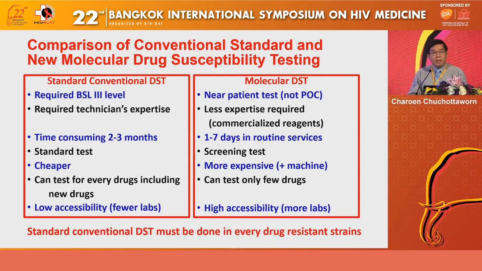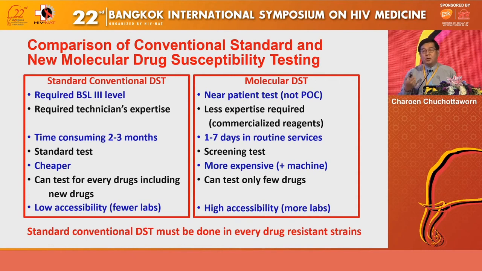But it's a screening test. I will tell you later why we call it a screening test. And it's more expensive because it's commercialized machines and cartridges. Like DST in Thailand, the standard costs about $10 to $15, but this one costs 30 or $40 per test. And you can test only a few drugs. Actually, you test only the rifampicin. Yes, it's a core drug that you need to test. But as a clinician, we want to know what is not needed.